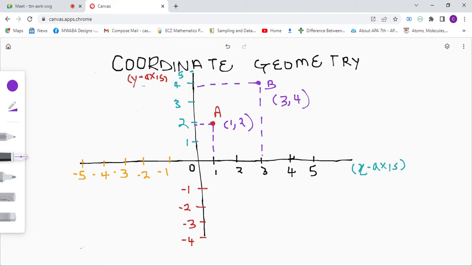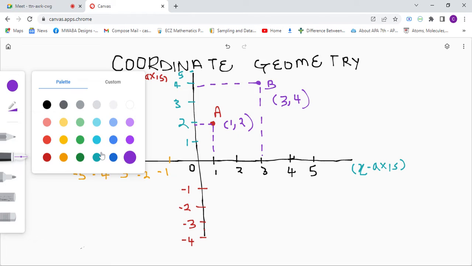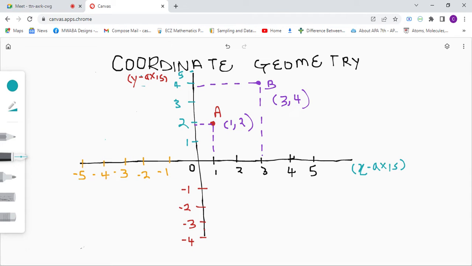How about this side? Let's go to our negative side. Let's say we have a point here. Let's call this point C. We correspond it to our x-axis, we have -4. Then let's do it with our y-axis. That is 1. So we have -4, 1.